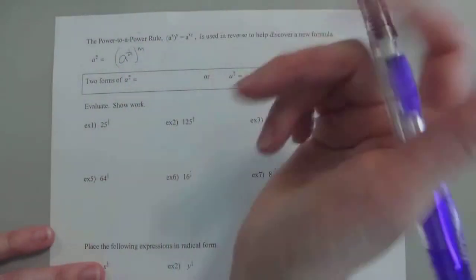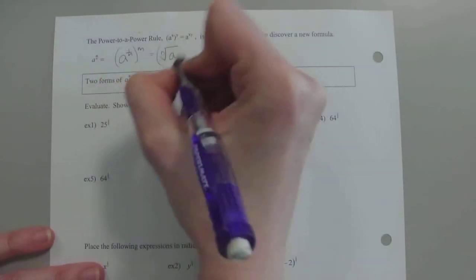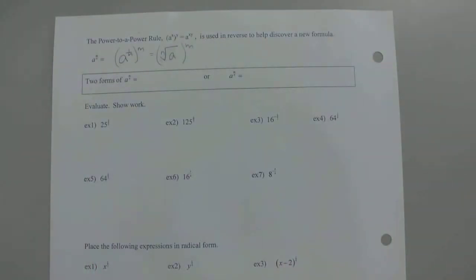or, actually, no. I'm going to rewrite that, sorry. Because we know what that 1 over n can be rewritten as. The nth root of a, to the m. That's one way we can split it up.